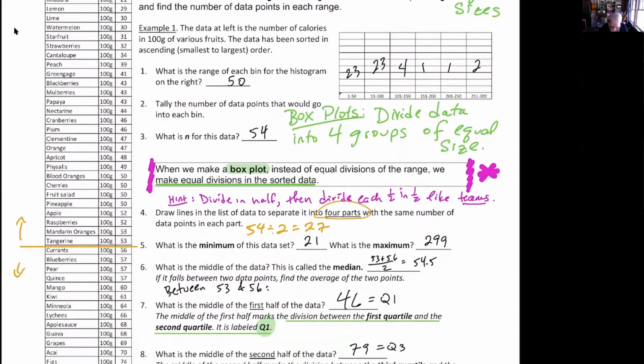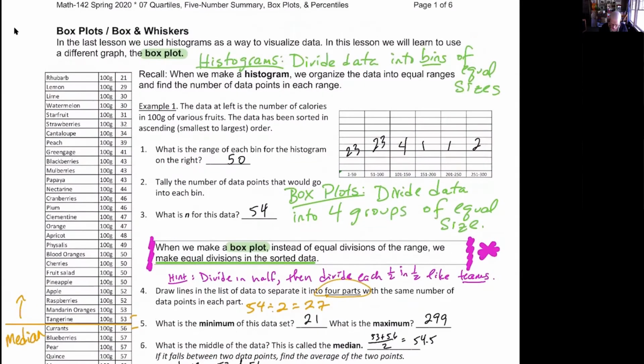But now I need to cut those in half. Let's just be clear, the median falls in between those two. To find the value of the median, we have to find the average of those two. Basically, what number lies halfway between 53 and 56? That's 54.5. But I don't want to focus on the values right now. I just want to focus on how to cut this into 4 equal pieces.